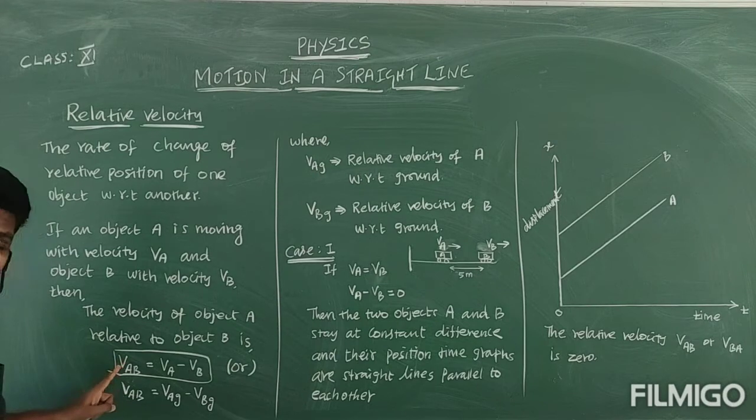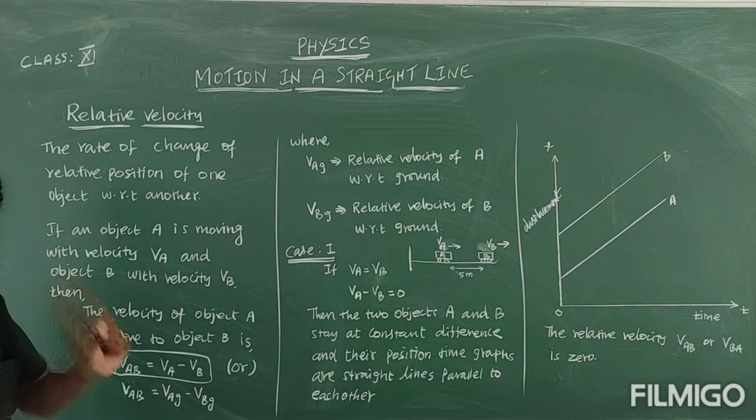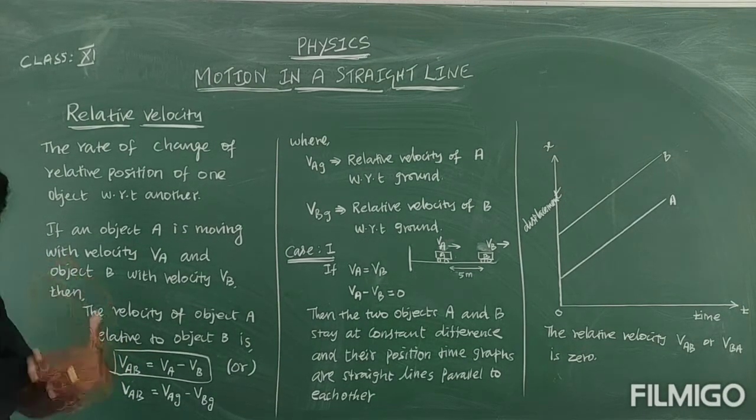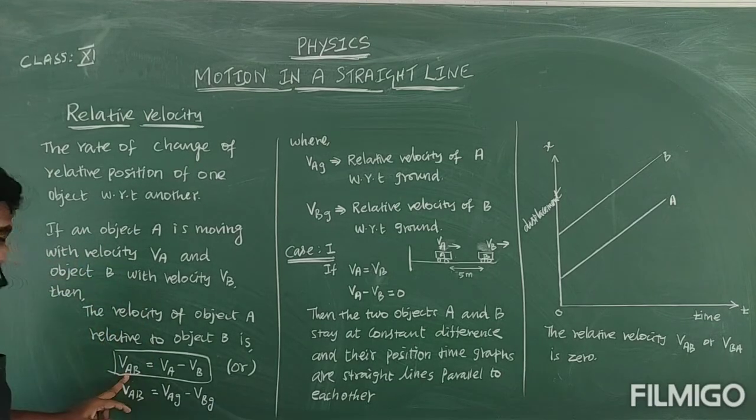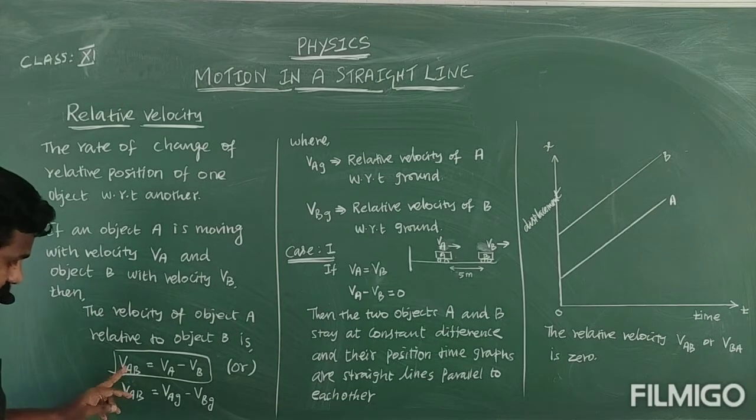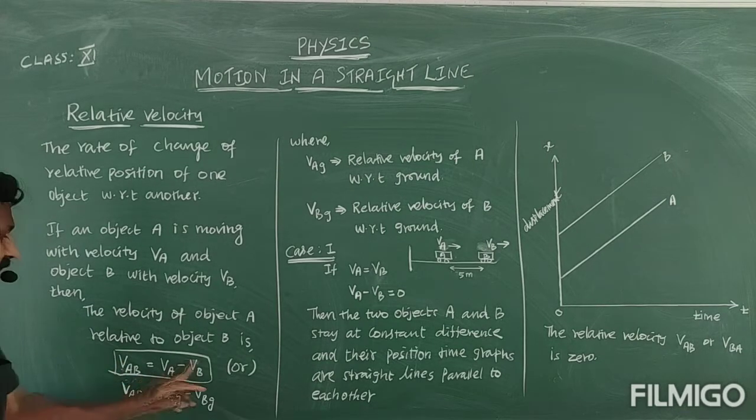Here I specifically mention the relative velocity of A with respect to B, so that only is mentioned as VAB. Here the main velocity is A only that I represent, the velocity of object A with respect to B. So VA minus VB.